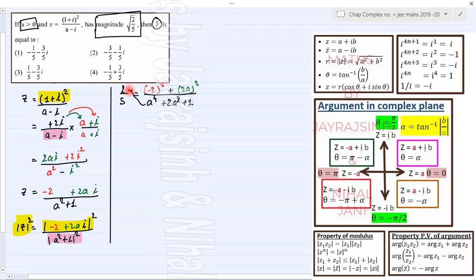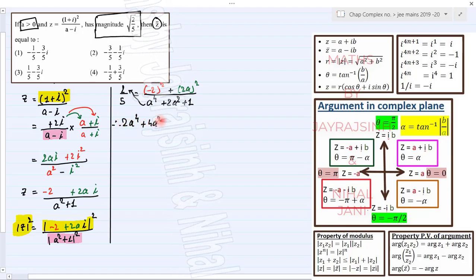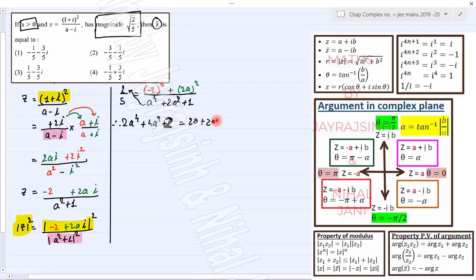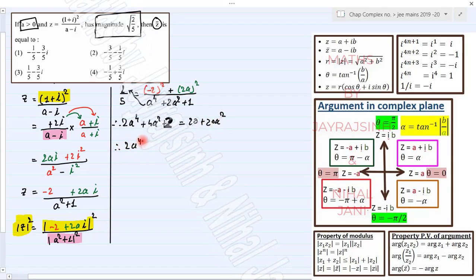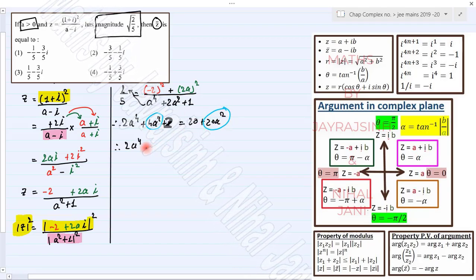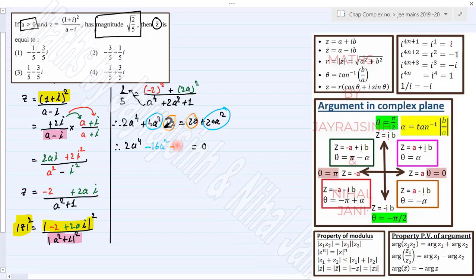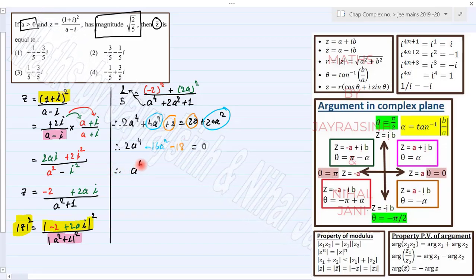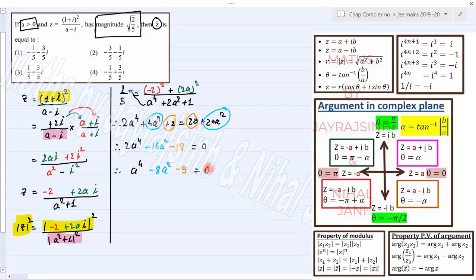Now let's cross multiply. So we'll get 2 times a raised to 4 plus 4a square plus 1 is equal to 20 plus 20a square. Okay. So 2a raised to 4 will be as it is. This 4a square minus 20a square will be minus 16a square. So this 2 minus 20 will be minus 18. Now we can take 2 common. So we'll get a raised to 4 minus 8a square minus 9 is equal to 0.